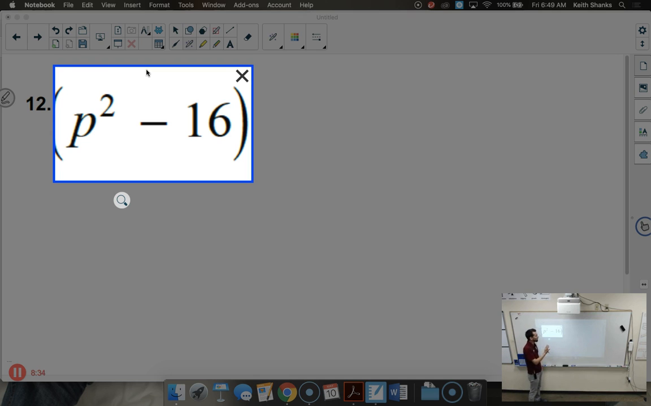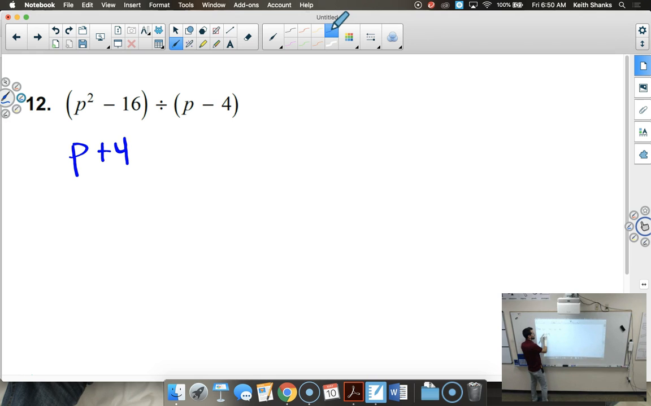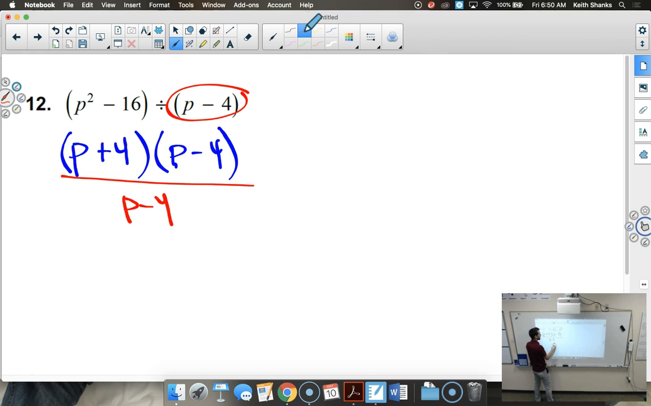It's a difference of squares, meaning we've seen this where you have a perfect square here, and a perfect square here, and the negative sign between them always ends up working out to this really nice p plus 4, p minus 4, and they're asking you to divide that by this guy, right? So divide that by p minus 4. So this becomes this guy, and then on the bottom, p minus 4.